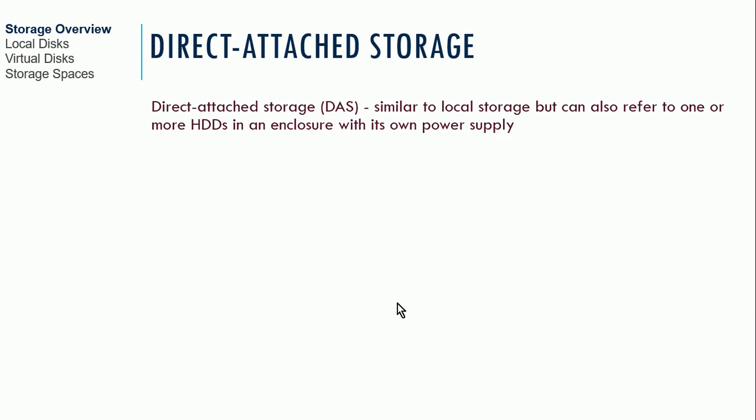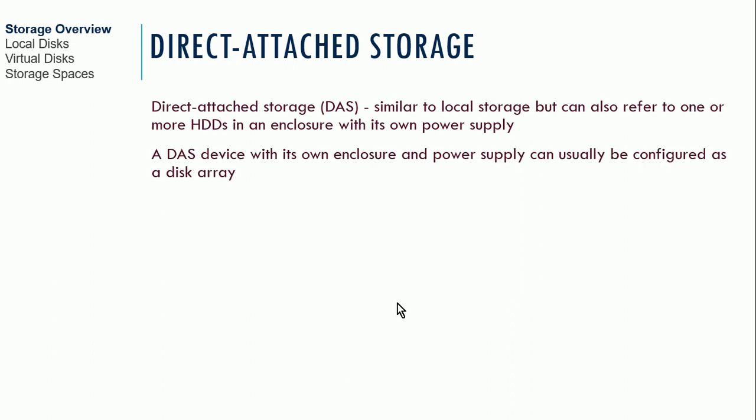Direct attached storage is where we have some storage device that has its own enclosure and power supply, but it's still directly attached to that server. So once again, it has all of the same properties and characteristics of local storage, except that it's a device, kind of contained within itself, that connects, and it could connect through a variety of methods. It could be SCSI, it could be SATA or something like that. But it is still a directly connected device. It just happens to have its own hardware.